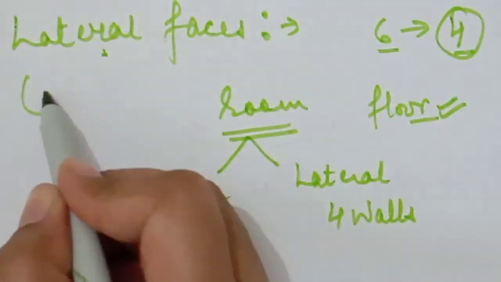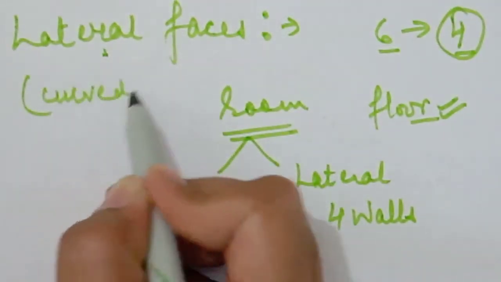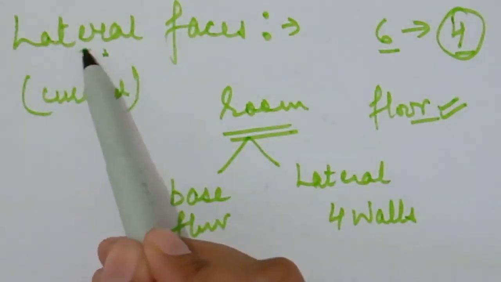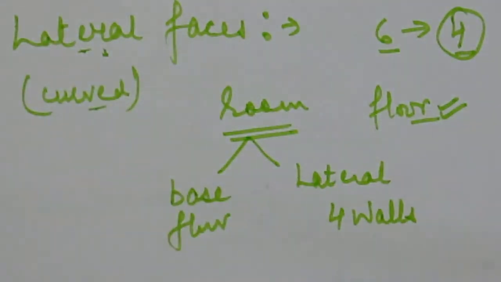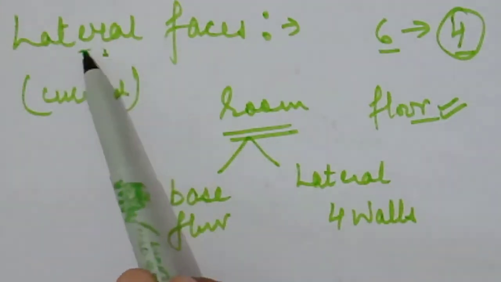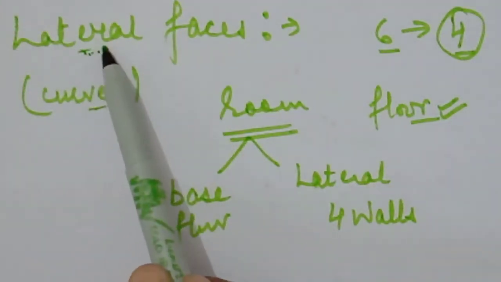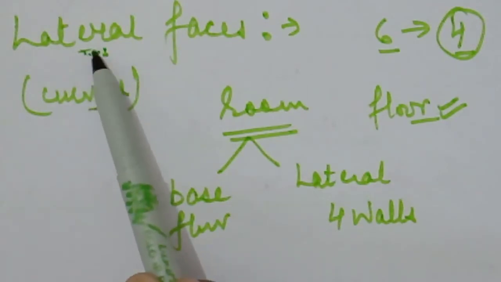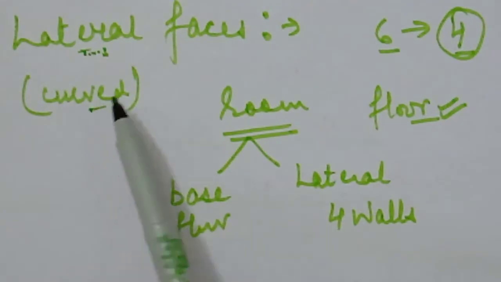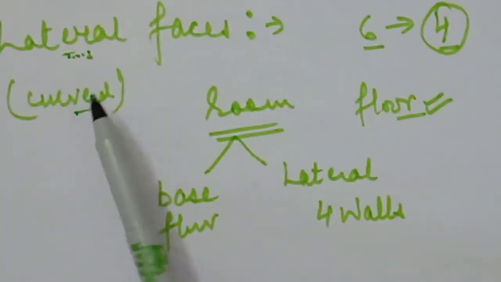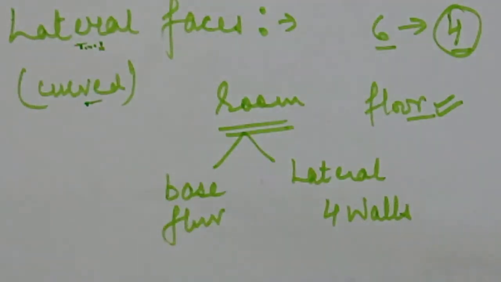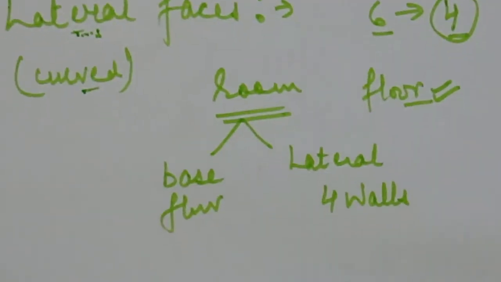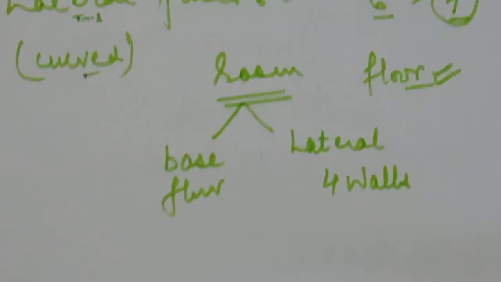We have another name for lateral faces: curved faces. So when will we use curved and when will we use lateral? When we have faces with straight lines, that is plane figures, we use the word lateral, like cuboid and cube. If they are curved faces like cylinder, cone, sphere, then we will use curved faces.